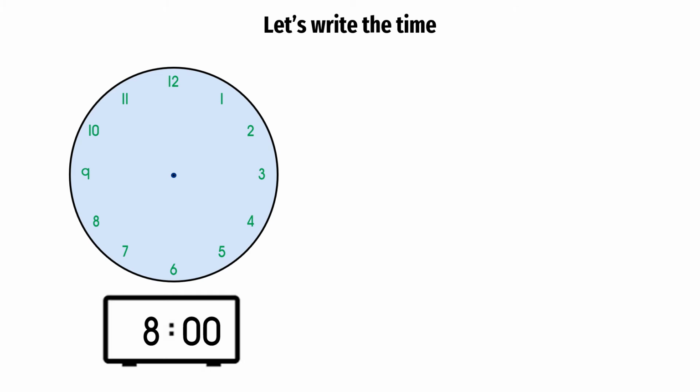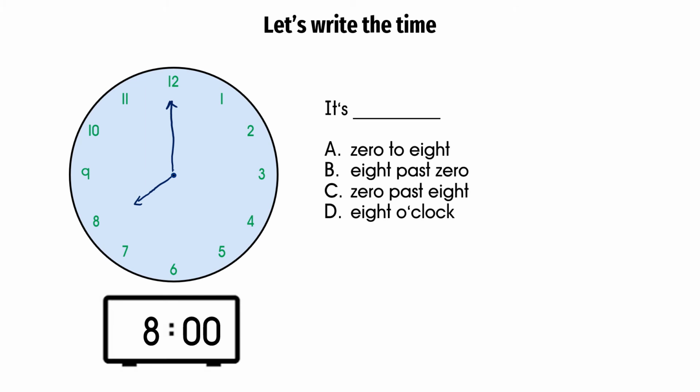How about this time? How should we write the clock? Yes, the short hand goes to 8 and the long hand goes to 12. Well done. So how do we say this in words? Do you say it's 0 to 8, 8 to 0, 0 past 8, or 8 o'clock? Well done. It is 8 o'clock.